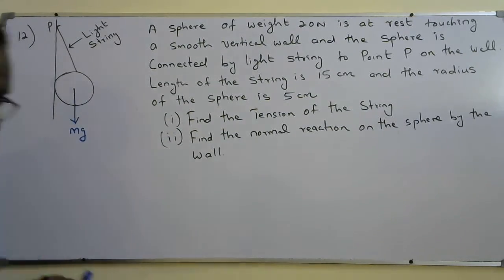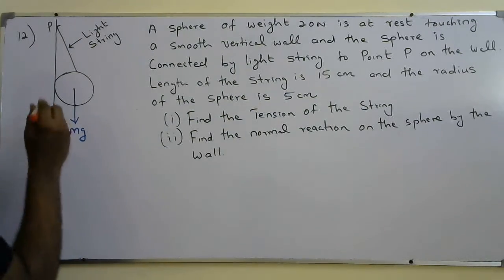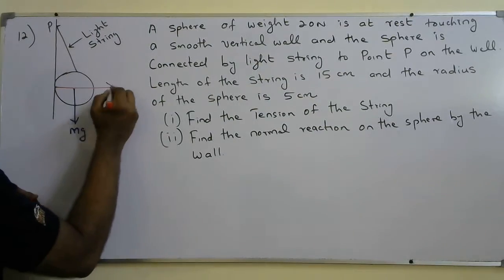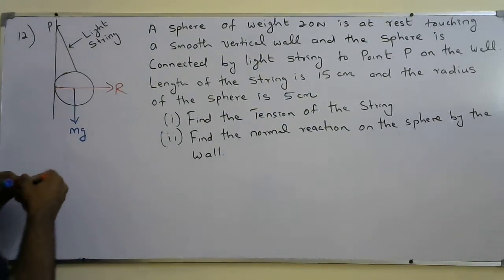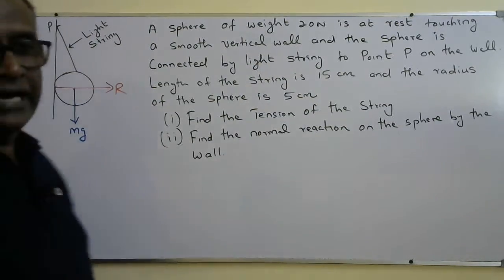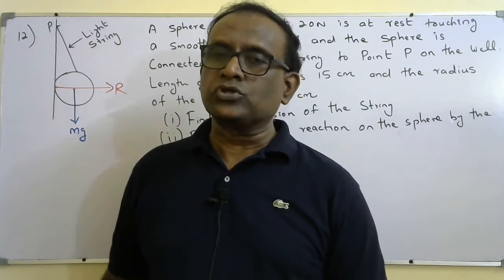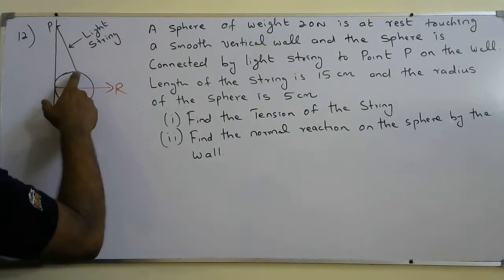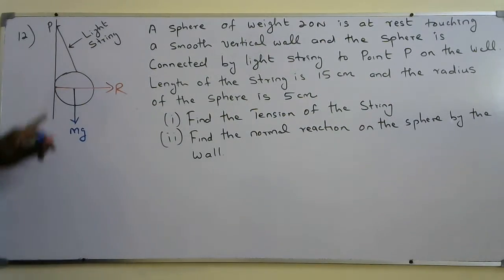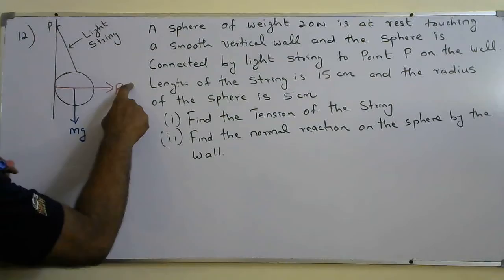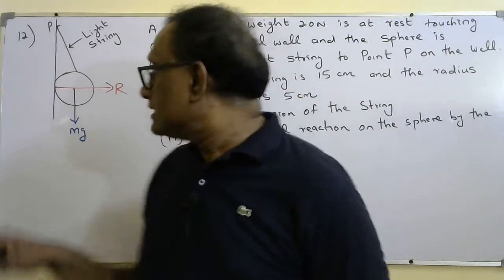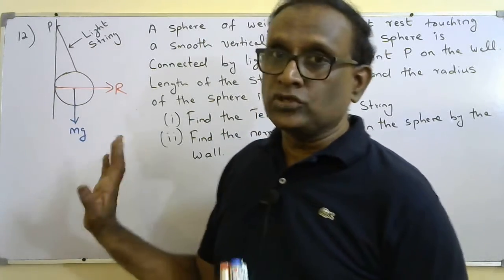So the normal reaction from the smooth wall will be perpendicular to the wall. The string shown on the diagram is a rough diagram, not a picture. We know that the tension of the string should pass through the point where the two forces R and mg meet, at the center of the sphere, because mg acts from the center since it's a uniform sphere.